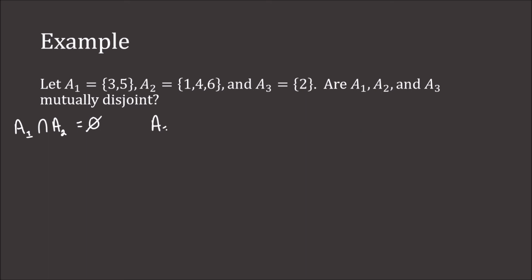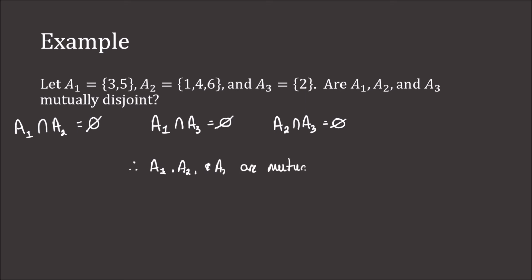Now look at A1 with A3. A3 does not have 3, A3 does not have 5, so that is also empty. And now look at A2 with A3. A2 does not have 2, and so that is also empty. So therefore, these three sets, A1, A2, and A3, are mutually disjoint.